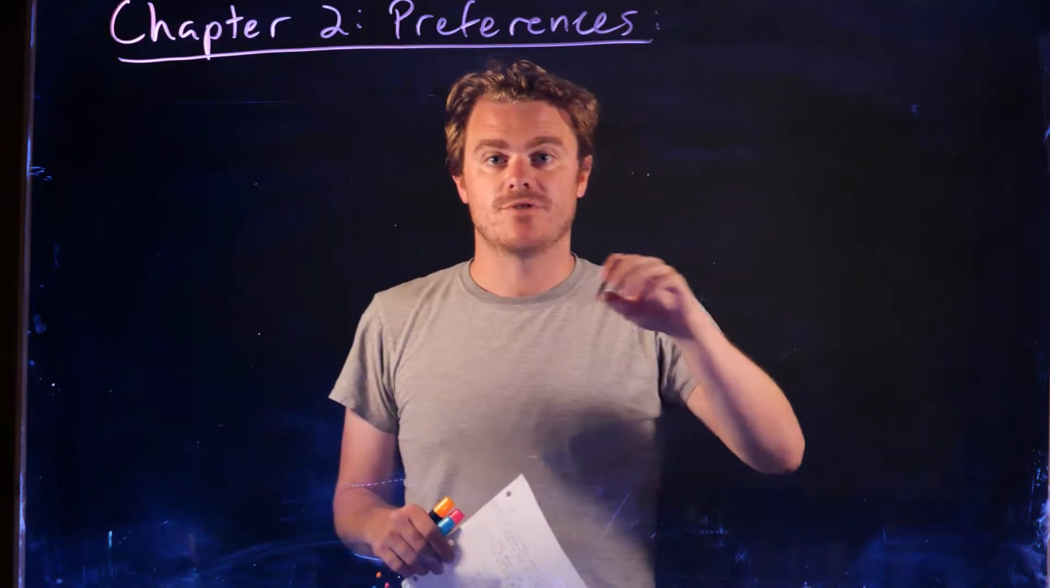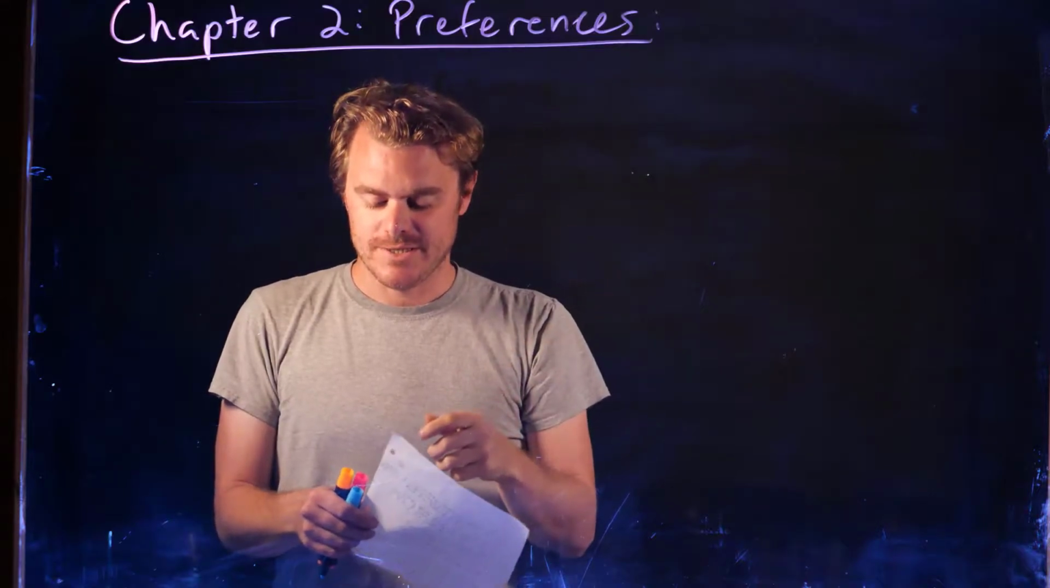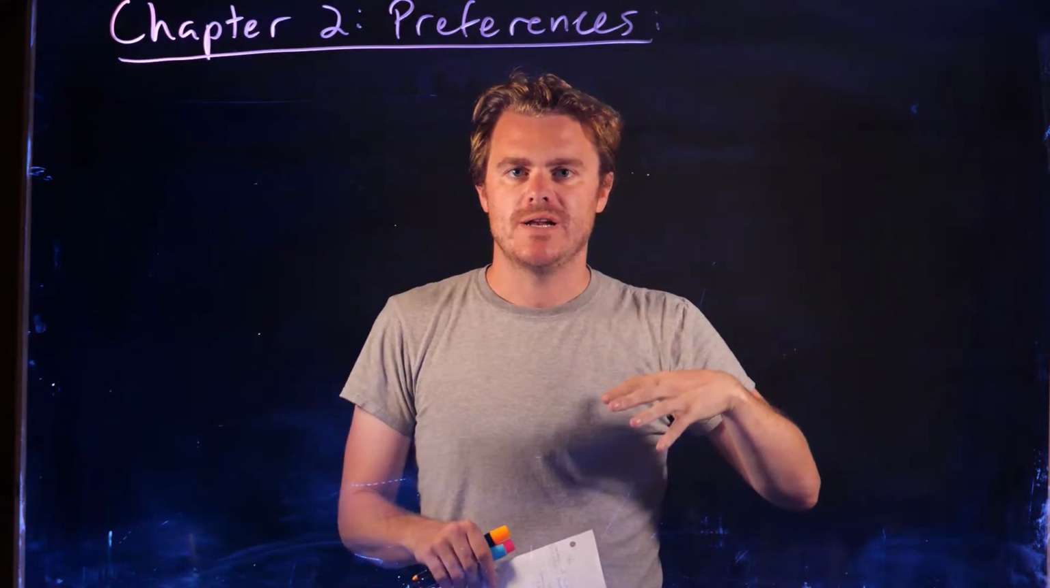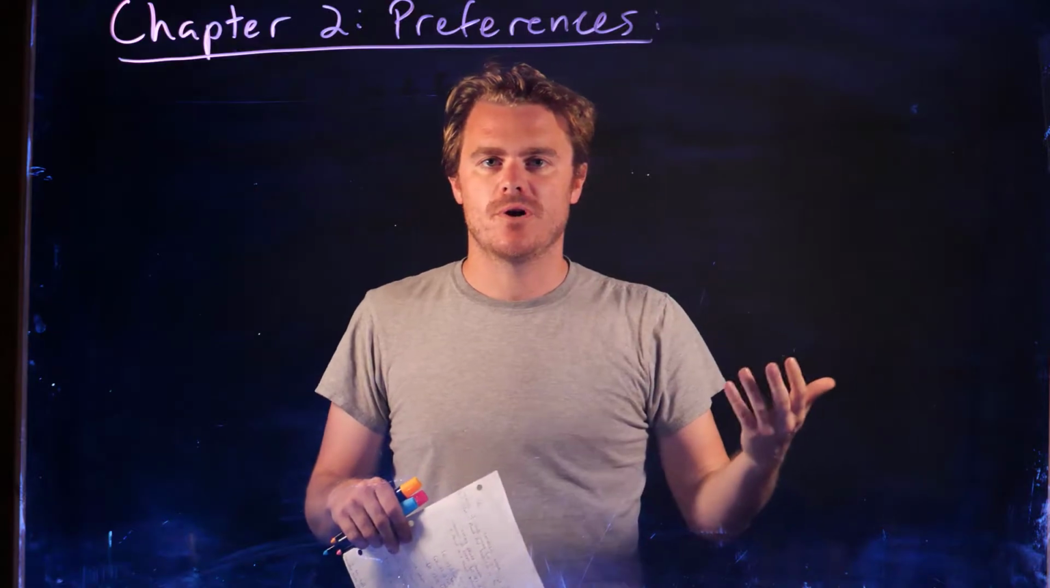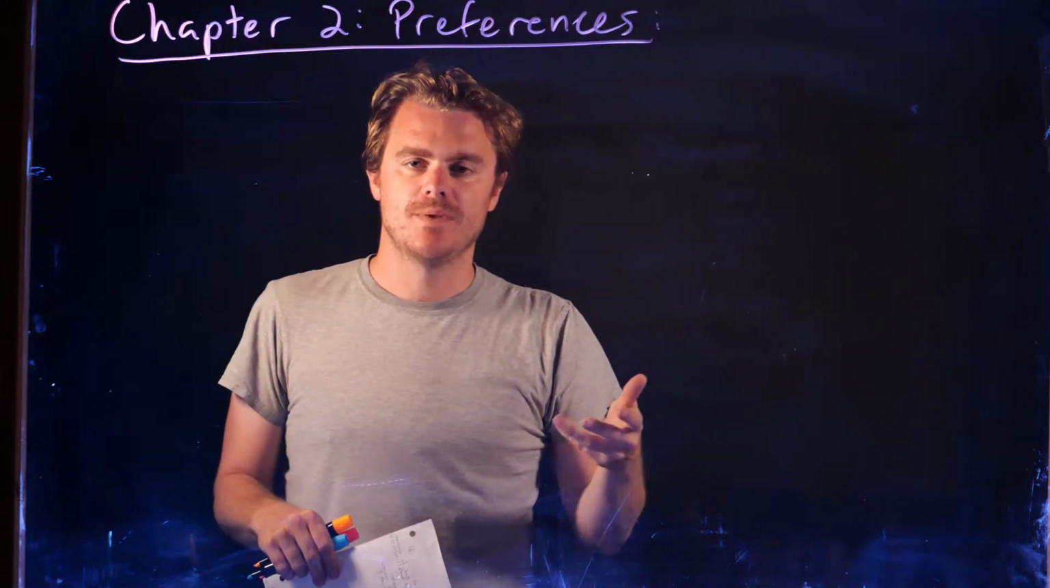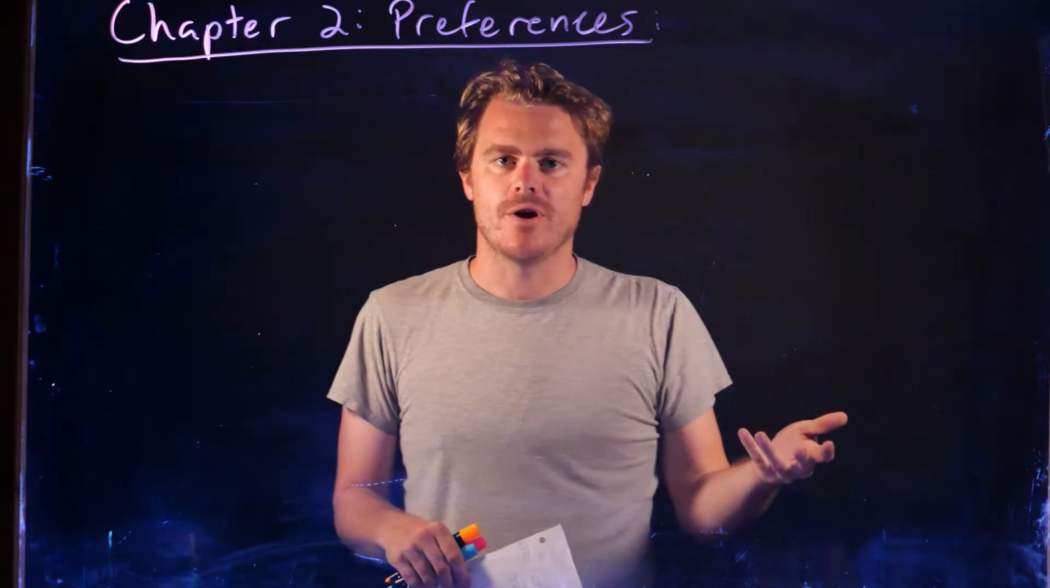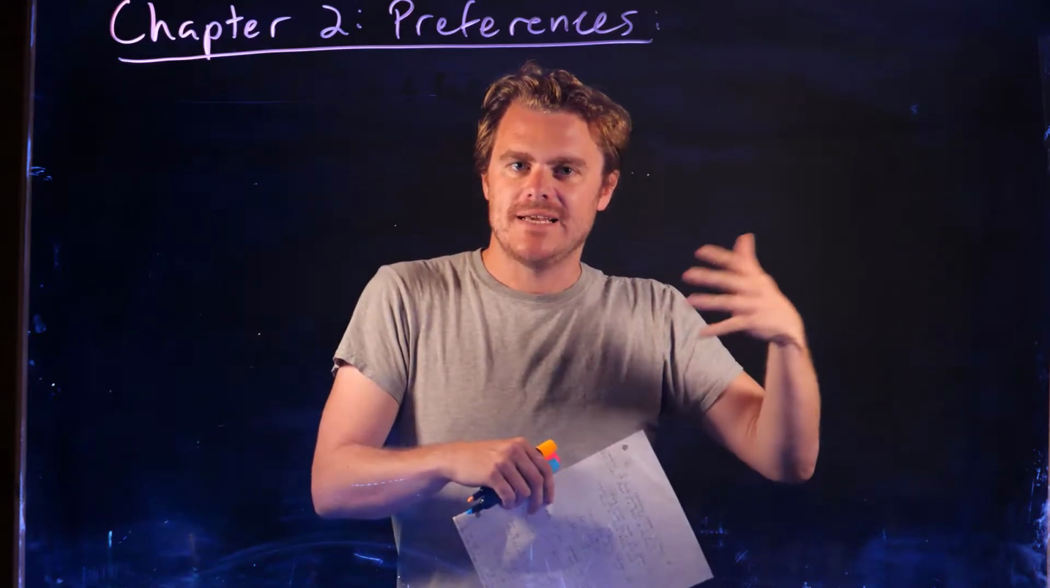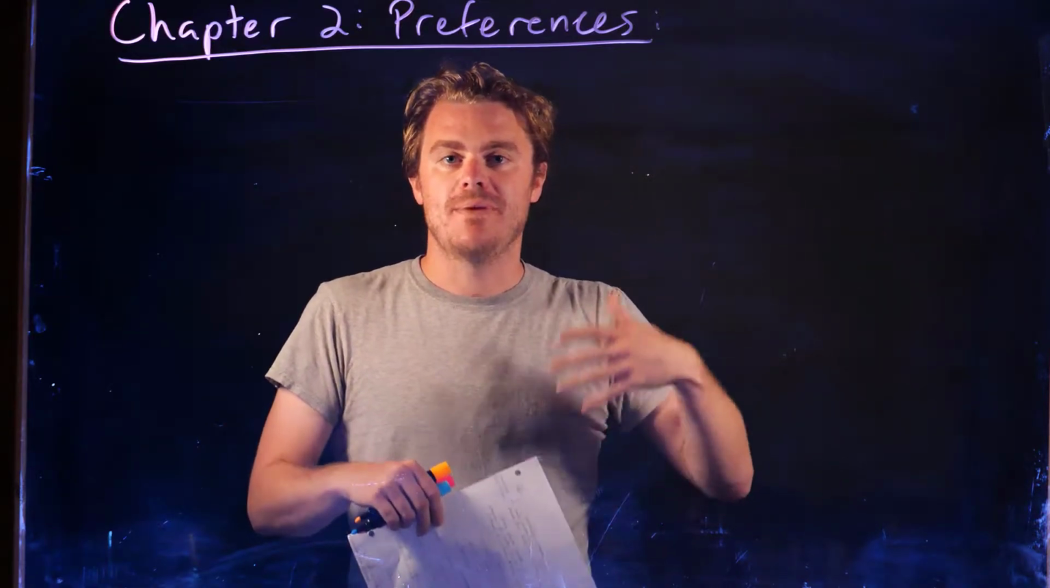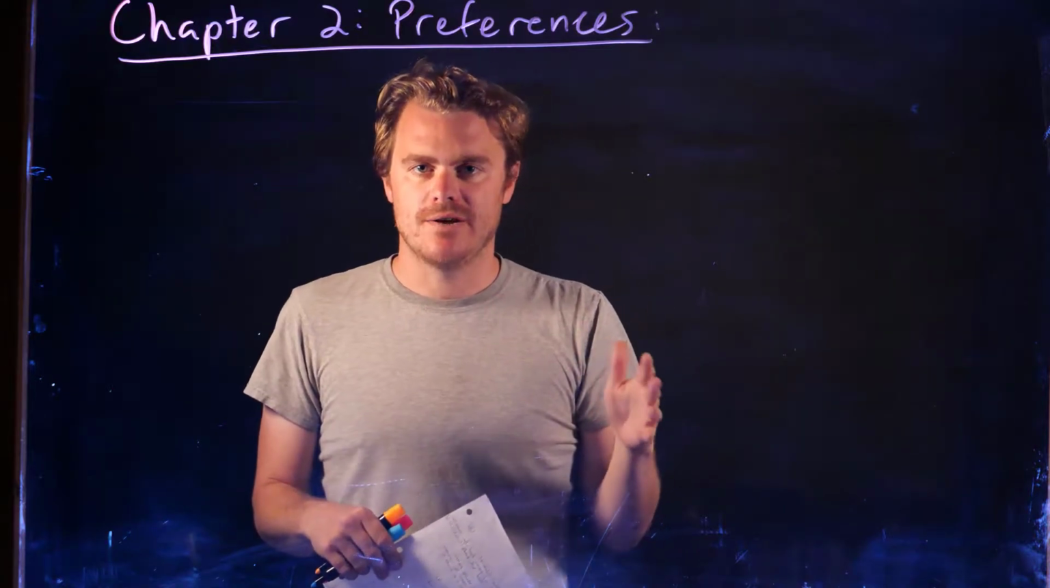So this week we're going to cover chapter 2, which is about preferences. If you remember last week, we talked about how this first part of the course is about consumer theory, or consumer behavior. That's the idea that consumers are going to pick the best bundle of goods that they can afford.